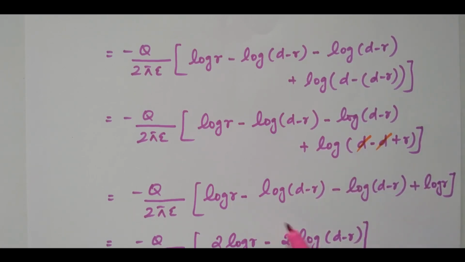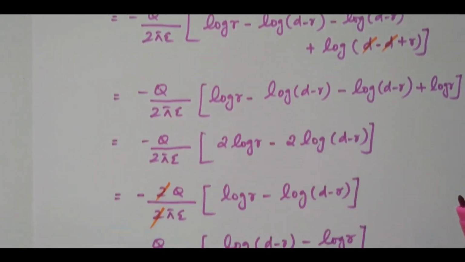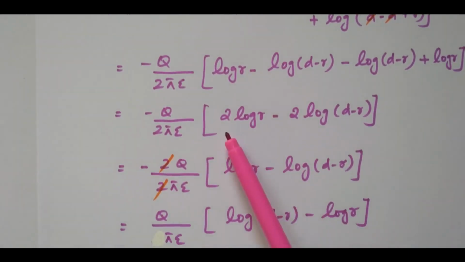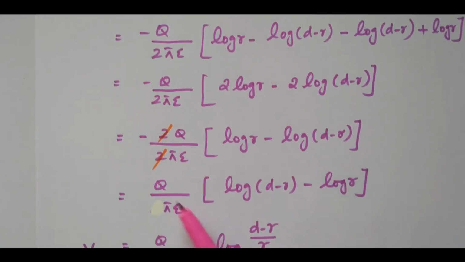See, this log r is available 2 times. Log d minus r is also available 2 times. So we can add these two values: 2 log r minus 2 log d minus r. Now we can take the 2 outside. Already one 2 is there, so it gets cancelled. Log r minus log d minus r. So what is there? Q divided by pi epsilon log d minus r by r.